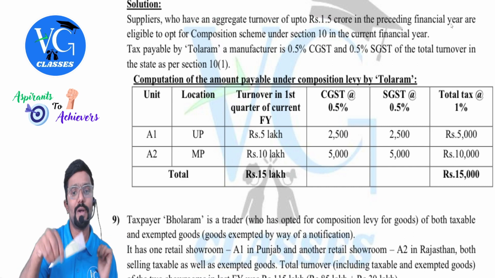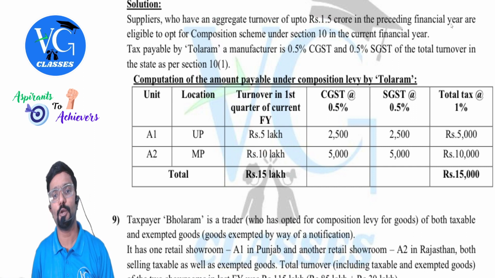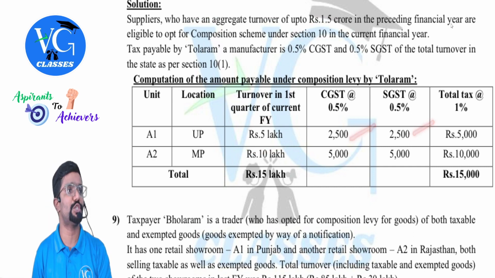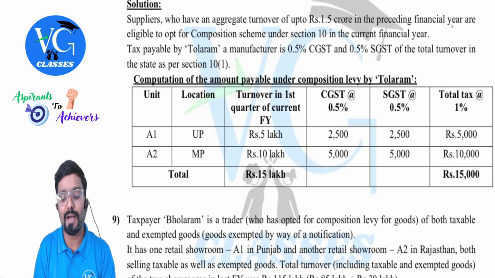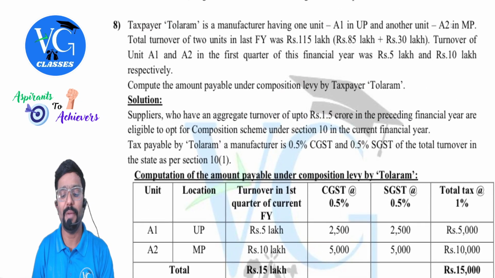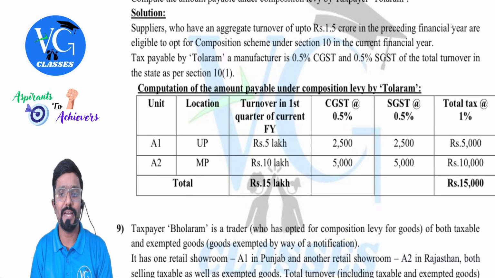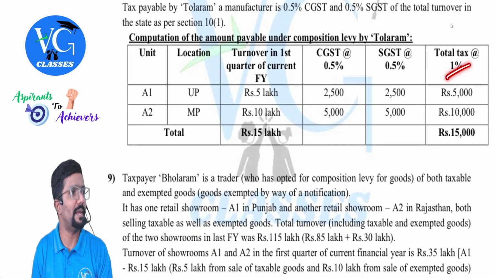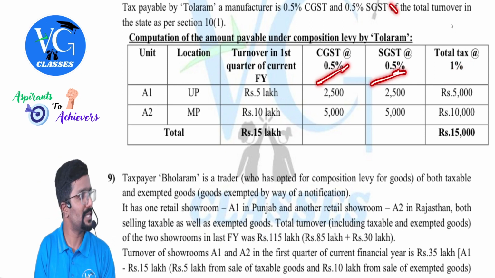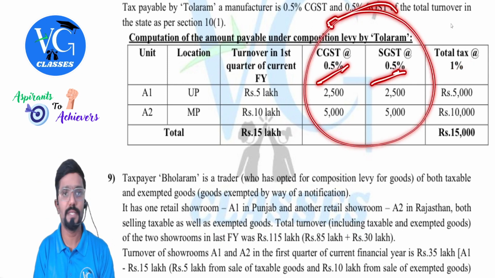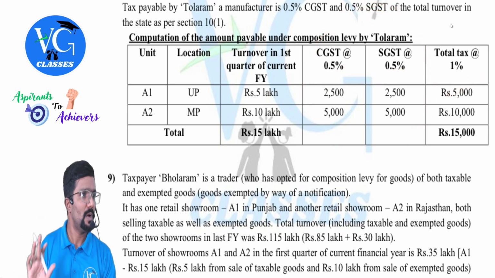In the current year, what is the turnover in UP, guys? 5 lakh. On that 0.5%, 0.5% comes to 2,500 each. Total is 5,000. And please, guys, when they have asked you to calculate separately, better do it. Sir, here they just ask amount payable, can I straight away do the total tax also? Fine. But sometimes they will ask you to calculate CGST and SGST. In that case, please give a breakup, and you can add one extra column, that is total. That is your choice.